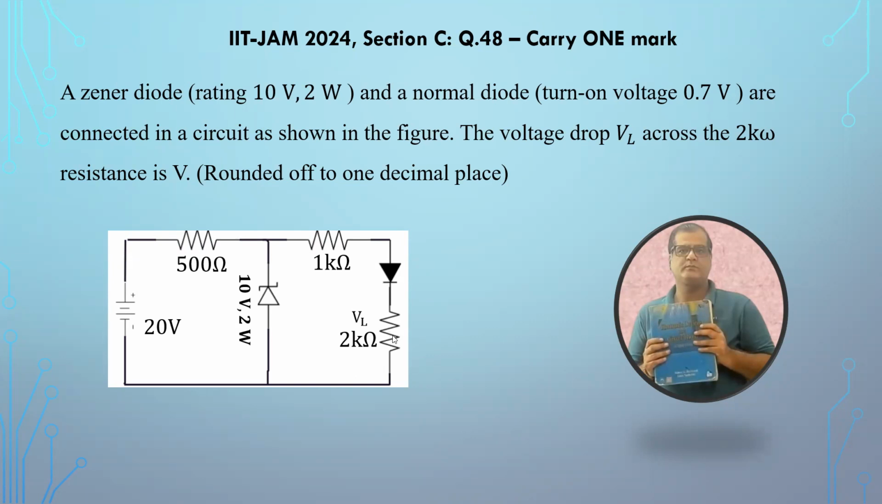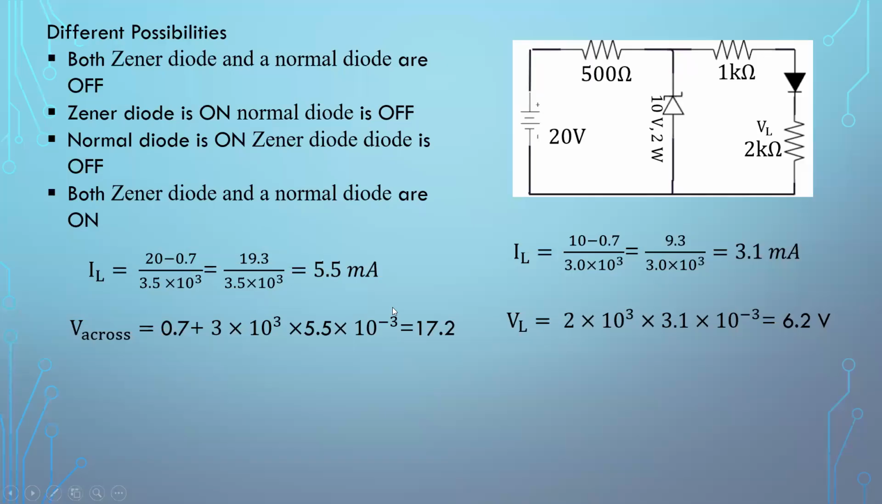2 kilo ohm. So if you want to find the voltage across this 2 kilo ohm resistor, we need to find how much load current is flowing here. So let us calculate that load current. In this question, we have total 4 possibilities. The first possibility is that both Zener and normal diodes are off.